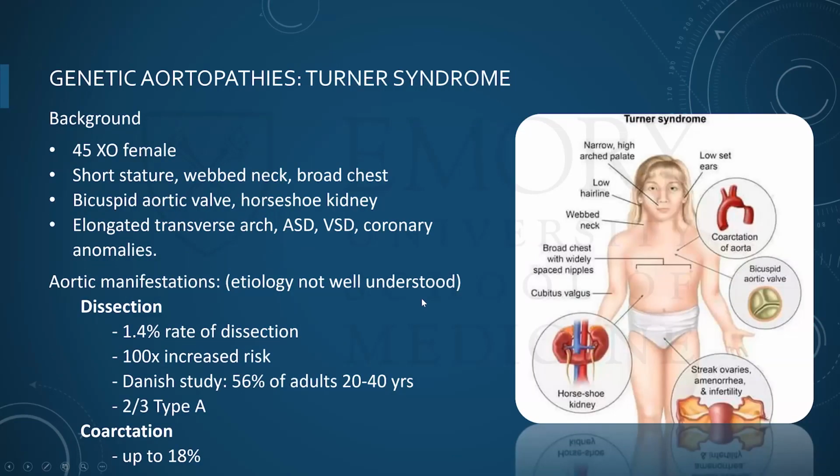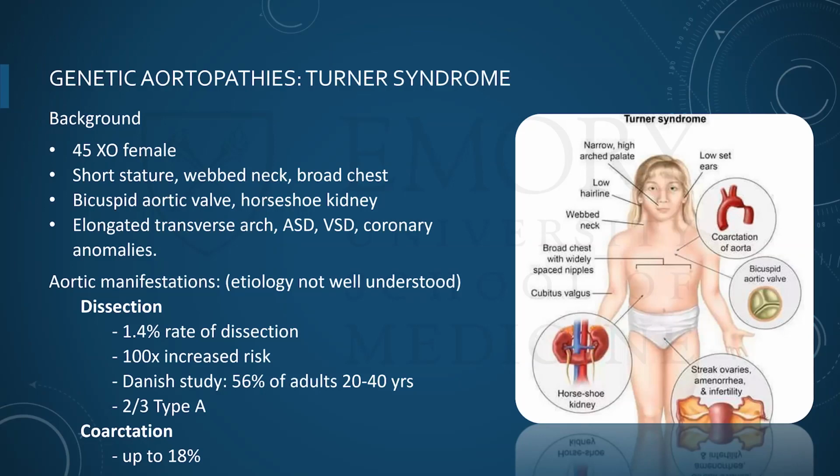The last syndrome we'll touch on briefly is Turner's. We all know about Turner's. It's a 45 X0 female that's missing that second X chromosome. So the typical features are short stature, webbed neck, and broad chest. And cardiac manifestations include a bicuspid aortic valve and coarctation.